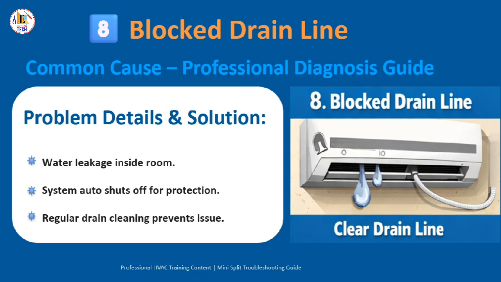8. Blocked drain line. What happens? When the drain pipe is clogged, water backs up inside the indoor unit. What you notice? Water leaking inside room. AC shutting down automatically. Bad smell from unit. Prevention. Regular drain cleaning prevents water damage and shutdown issues.